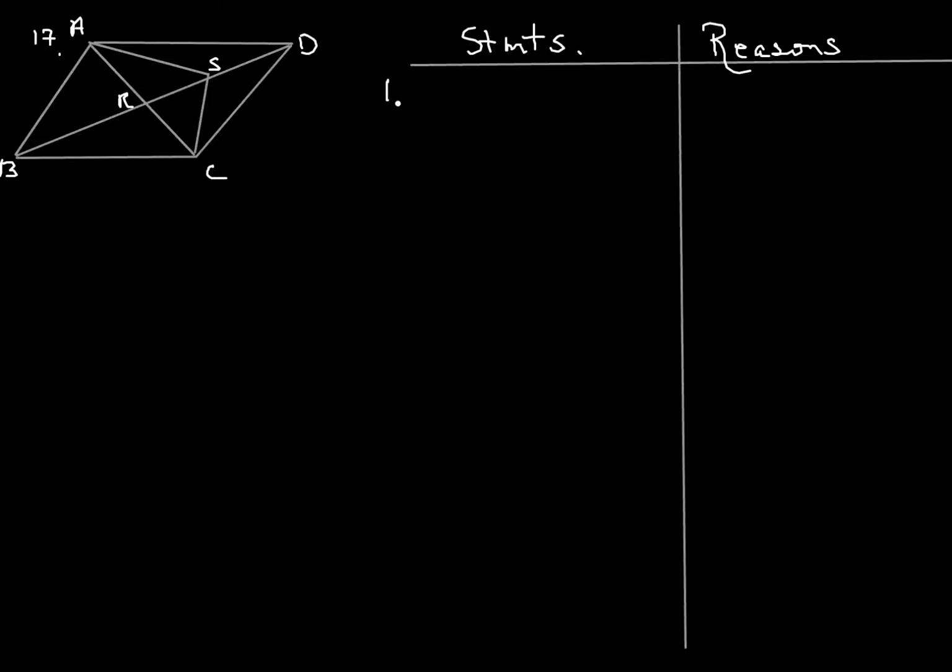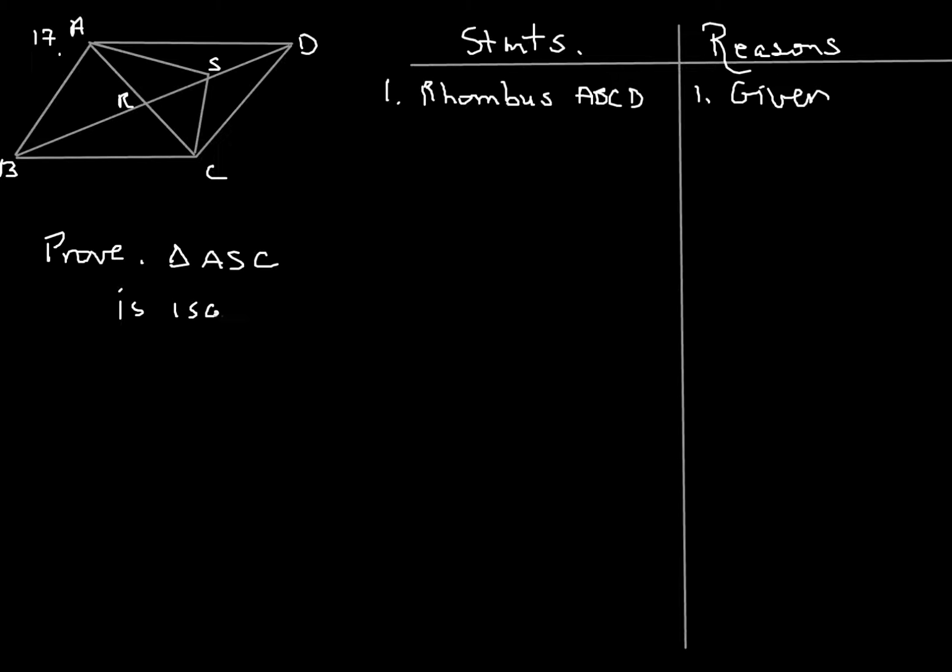All right, for this one, 17, we're given a rhombus this time. So you have to know the properties of rhombuses, rectangles, parallelograms, trapezoids. Okay, this is given, and that is all. So we have to prove that triangle ASC is isosceles. To prove ASC is isosceles, what we basically want to prove is that this is going to have to equal this. All right, that's what we're trying to get to.